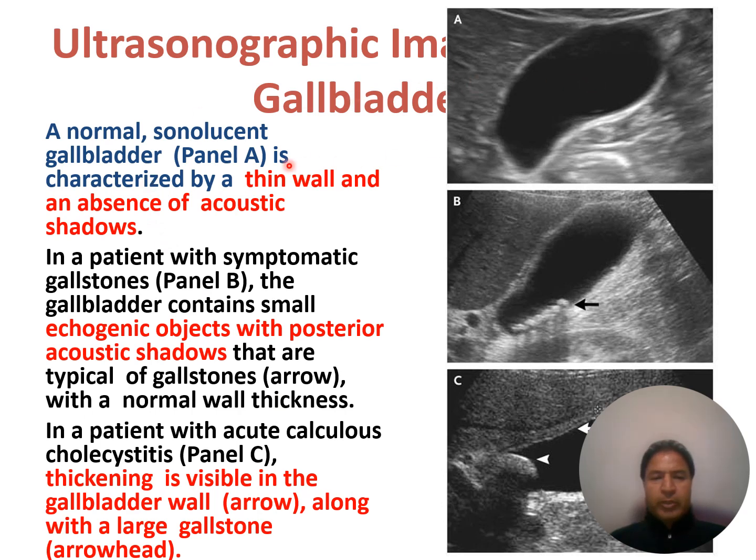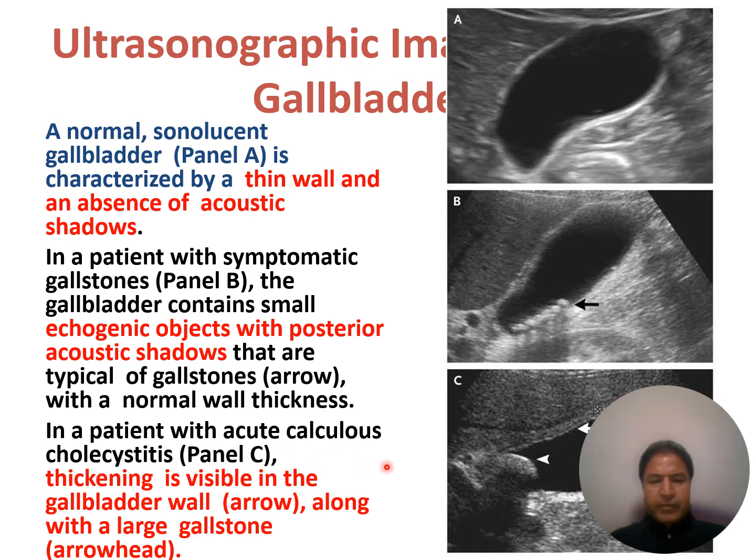Ultrasonographic imaging of the gallbladder. Here you can see a normal sonolucent gallbladder, panel A, characterized by a thin wall and an absence of acoustic shadow. This is a thin wall and there is no shadow here. In a patient with symptomatic gallstones, panel B, the gallbladder contains small echogenic objects and posterior acoustic shadows. Here you can see the shadows. These are the stones, and these are the shadows of the stones.